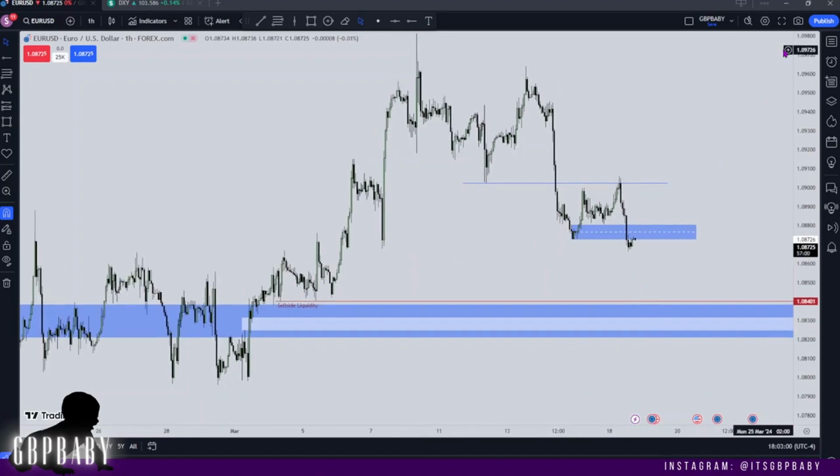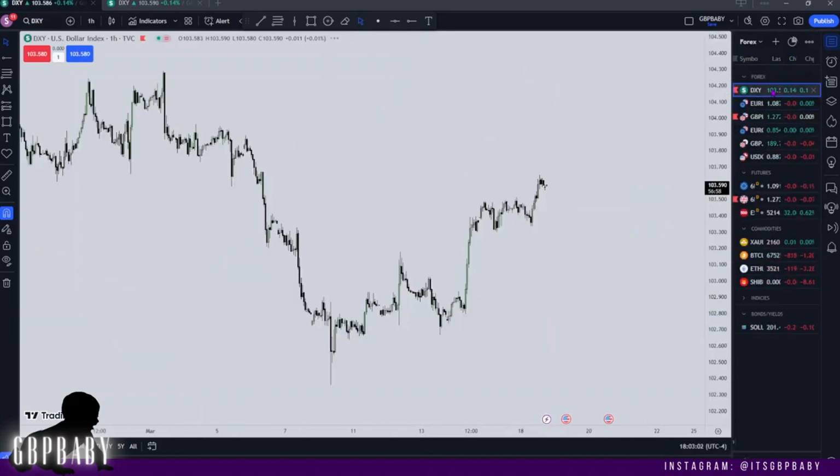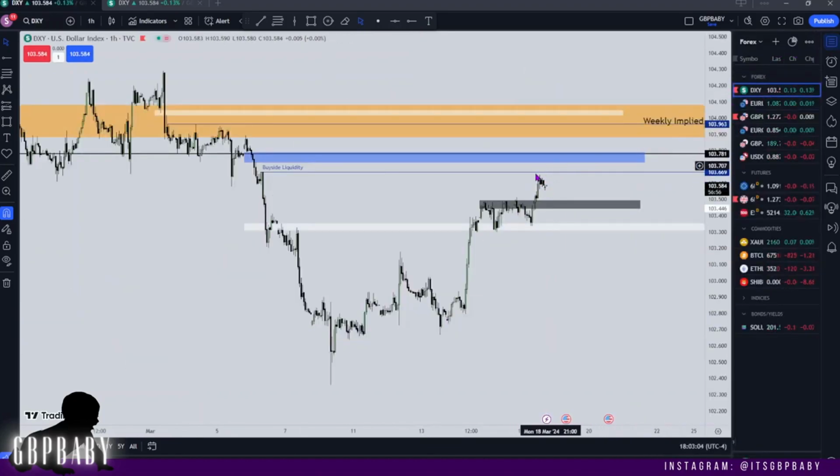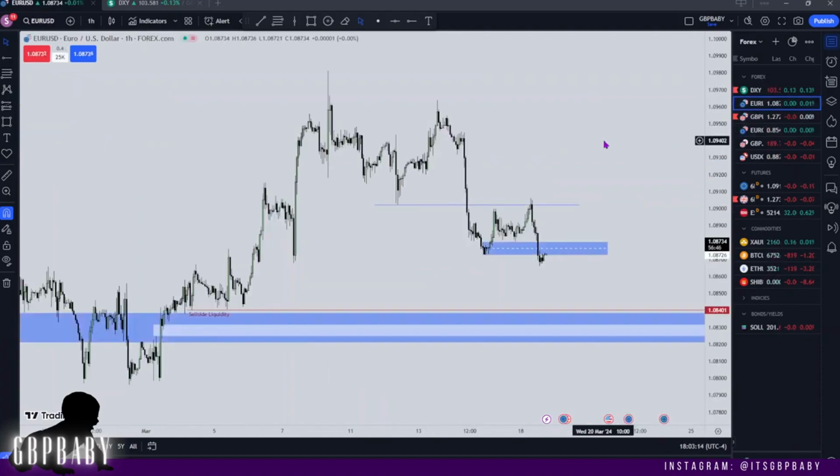So lower prices on euro, and we're expecting to see that happen as we can see dollar continue to rally above this buy side liquidity and reach into our fair value gap. But remember, there is potential for us to reach up here depending on how bullish we want to be. So yeah, tomorrow should be very interesting. And remember, we do have FOMC on Wednesday.